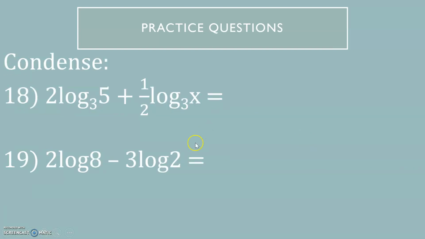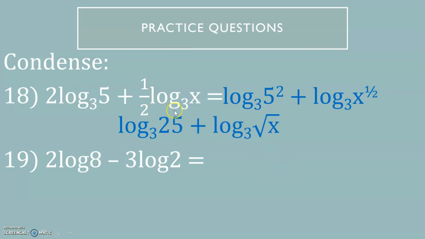Last example's condensing. When we condense, the first thing we will do is write a coefficient as an exponent. And then we will simplify those exponents. 5 squared is 25, and an exponent of 1/2 means a square root. Since these logarithms are added, I will condense by multiplying the arguments. And these parentheses are just here for emphasis. They don't have to be there.